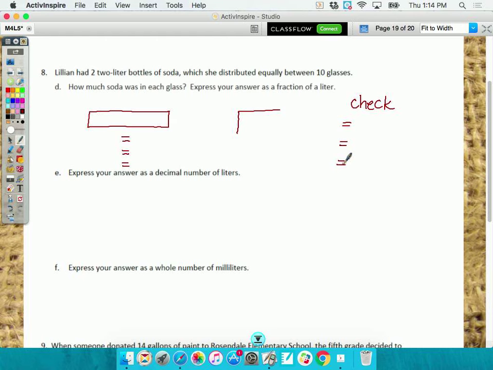So I'm going to read this one, and then I want you to be ready to tell me what I'm going to highlight. Lillian had 2 2-liter bottles of soda, which she distributed equally between 10 glasses. How much soda was in each glass? Express your answer as a fraction of a liter. Okay, so Christopher, what do I need to highlight?